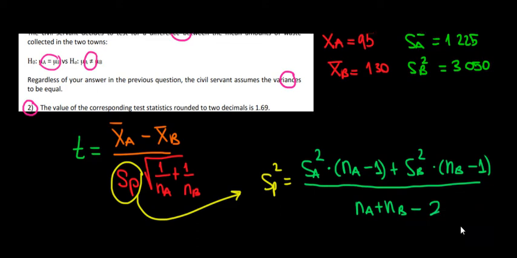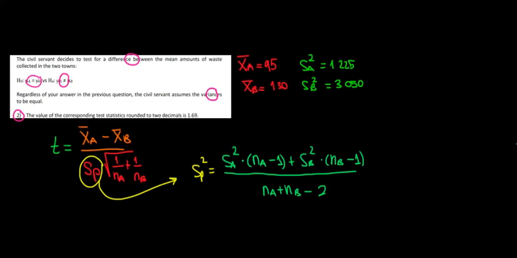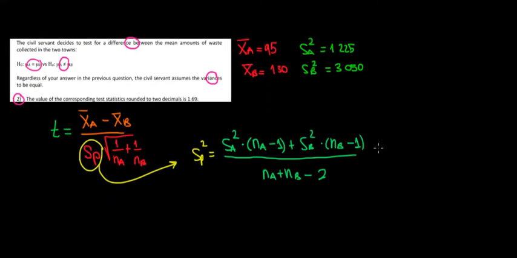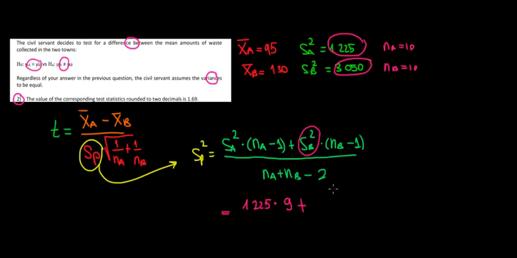Let me zoom out, get more space like that, move to the right over here, and we go below. So we're going to have the following. We're going to have this variance, which is 1225. So we write 1225. The number of observations in A is equal to 10, and it's the same in B. So NB is 10. Now 10 minus 1 is going to be 9, plus we substitute the value over here for B, which is 3050. That's the variance. So we're going to have 3050 times 10 minus 1, which is 9 again, divided by 10 plus 10 minus 2. So 10 plus 10 minus 2 is going to be 20 minus 2, which is 18.